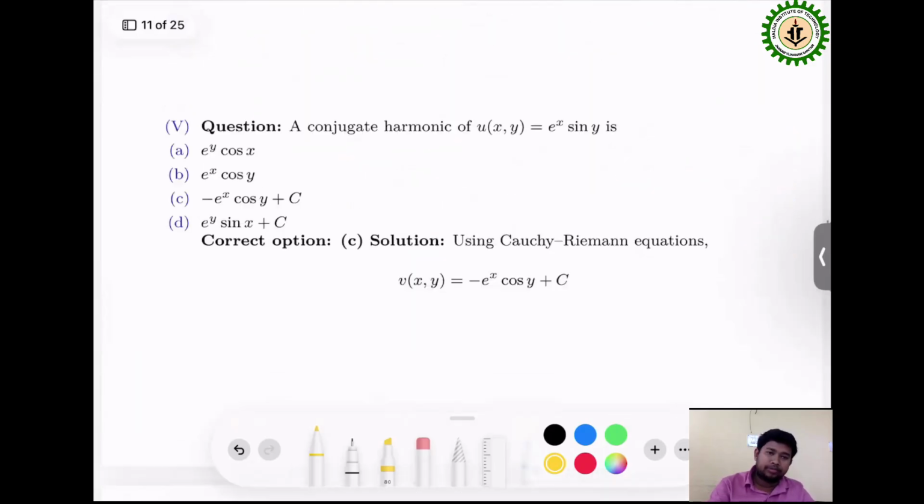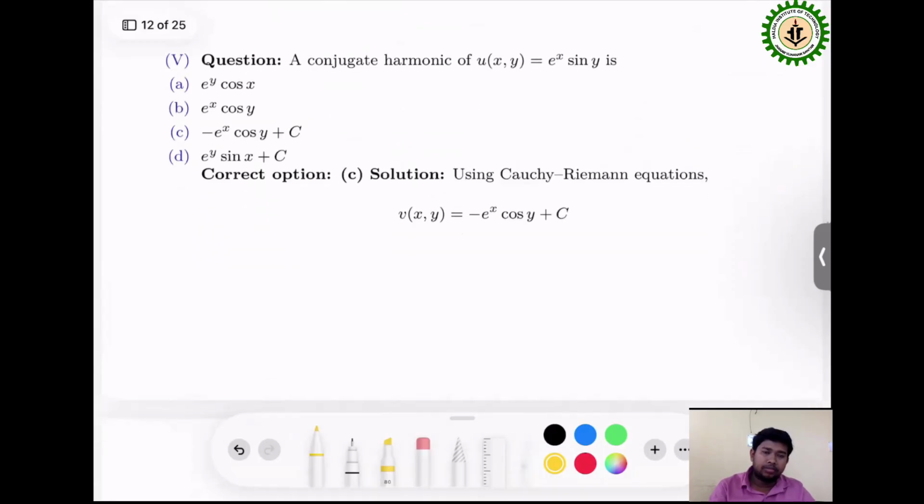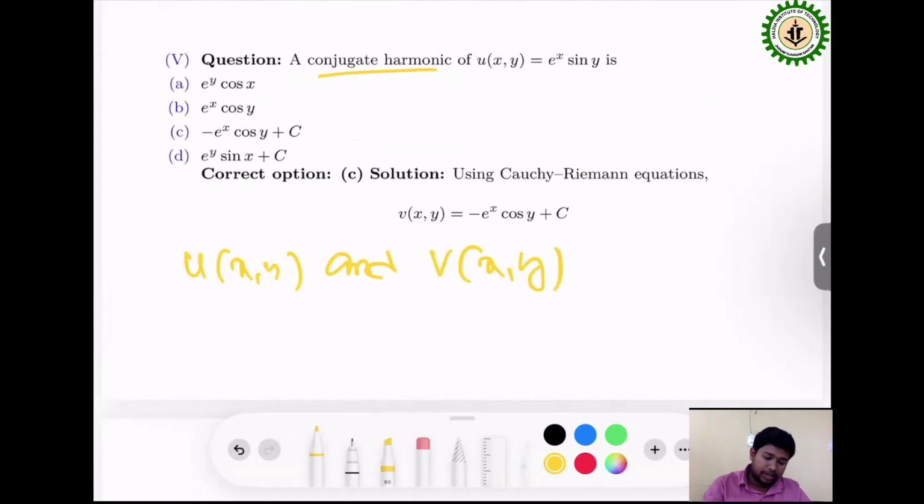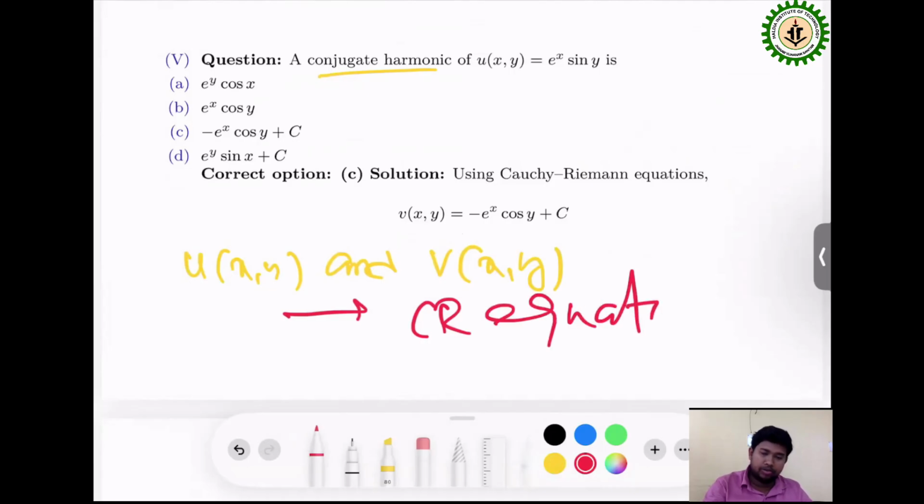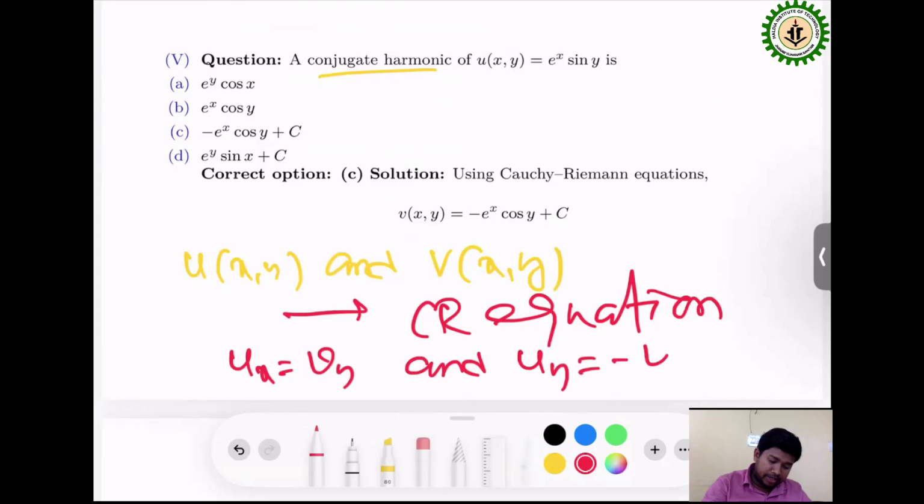Next is u x y equal to what? What is the conjugate harmonic function? Suppose you have two harmonic functions, u x y and v x y. Two harmonic functions are said to be conjugate harmonic when they satisfy the CR equation, the Cauchy-Riemann equation. What is the Cauchy-Riemann? Ux equals Vy and Uy equals minus Vx.